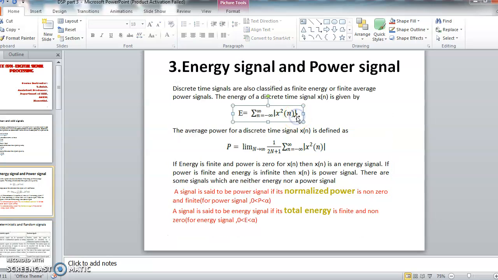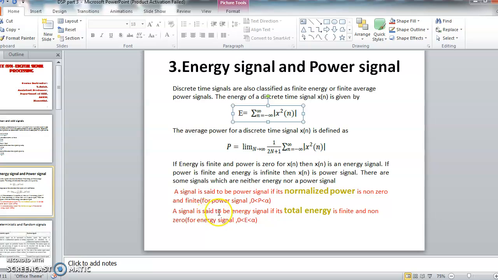Okay. So similarly, the formula for power is given as P equal to limit n tends to infinity 1 by 2n plus 1 sigma n equal to minus infinity to infinity x square of n. So how can we judge whether the given signal is energy or power? If energy is finite and power is 0, x of n is an energy signal. Simply put, a signal is said to be a power signal if its normalized power is non-zero and finite, that is, 0 less than P less than infinity.